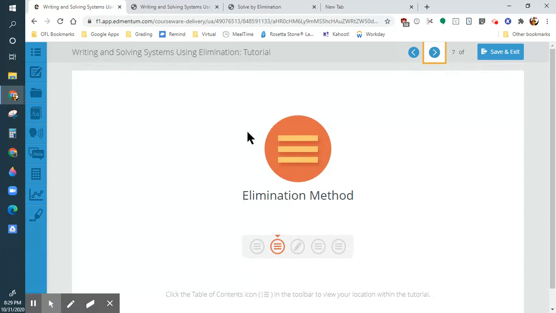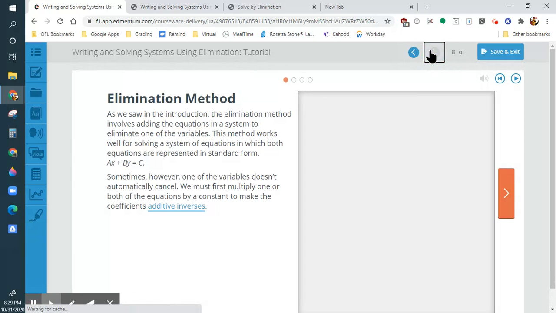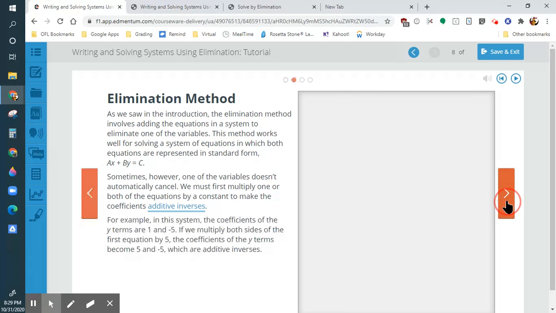All right, so solving through the elimination method. So now we're going to actually do the process. If we look at these, we can't really just add them like we did with that last one. What we're going to have to do here is choose one. So you have to choose, am I going to eliminate x, or am I going to eliminate y? So you have to pick which one you're going to eliminate. Edmentum is choosing to eliminate y.